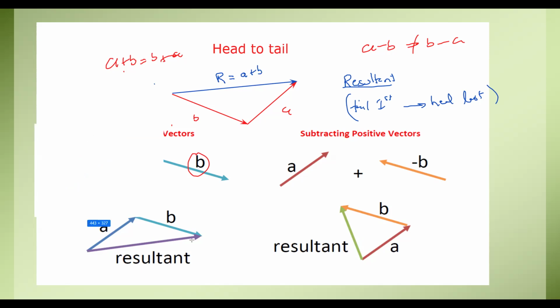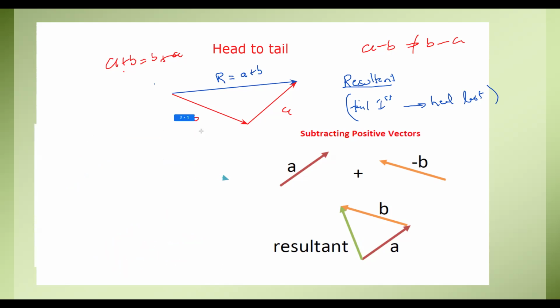Now, if we want to subtract the vectors, we want a minus b or b minus a. As I mentioned, a minus b is not equal to b minus a. In terms of the vector, it will be different. So, for example, we have the two vectors, a is given and b is given. And the question is we have to find a minus b. So how can it be done?